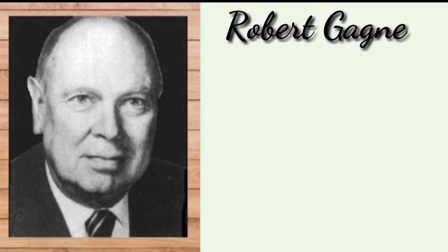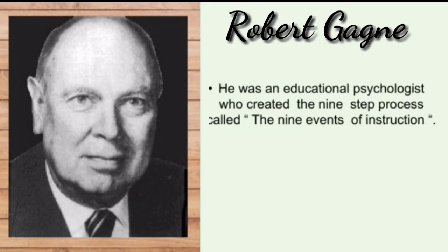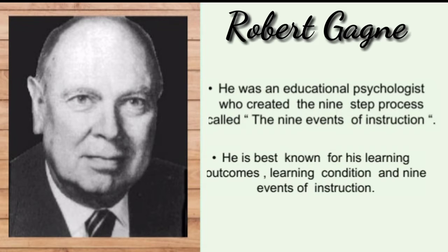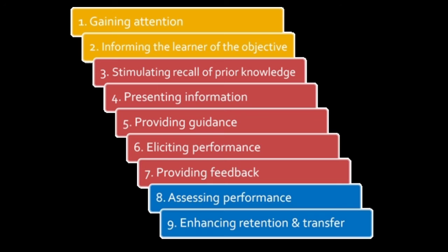To know more about Robert Gagne, he was an educational psychologist who created the 9-step process called the 9 Events of Instruction. He is best known for his learning outcomes, learning conditions, and 9 events of instruction. The 9 events of instruction provide a step-by-step approach that can help managers, trainers, facilitators structure their training so that their students or teams get the most from their learning opportunities.